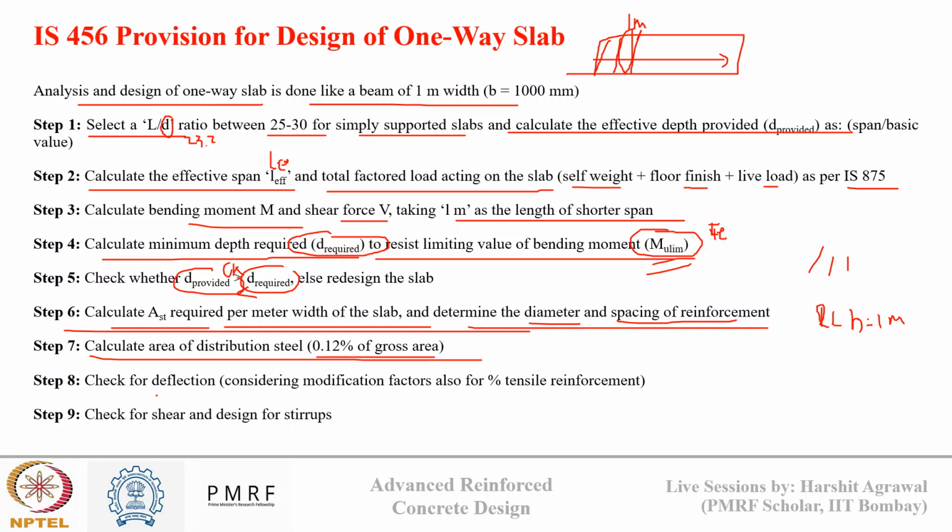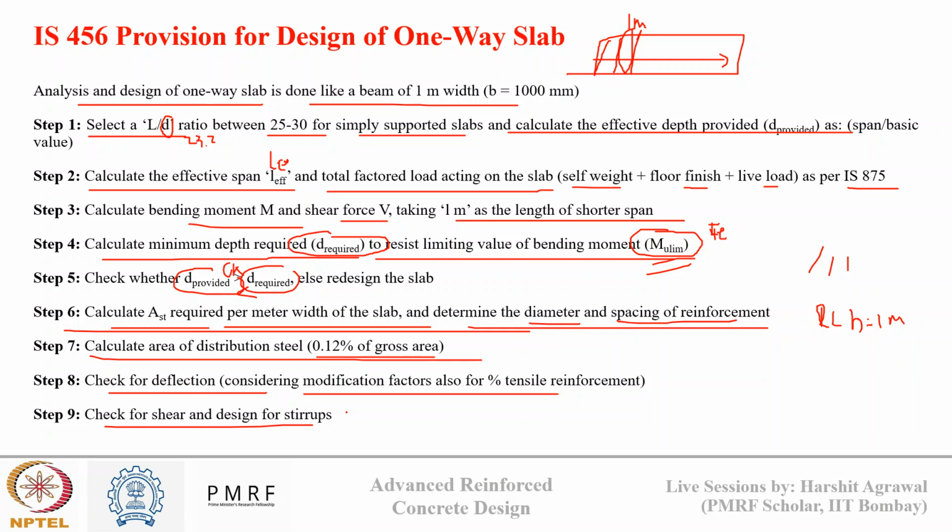Then we'll check the deflection again. Since we have provided tension reinforcement, with the modification factor we'll again check the deflection, whether it is under limit or not. If it is under limit, it is okay. If it is not under limit, then we need to redesign the section again. And finally, we'll check for shear and do the design for stirrups in a similar way to how we do for a beam. So this is just a basic procedure of how we design a one-way slab.